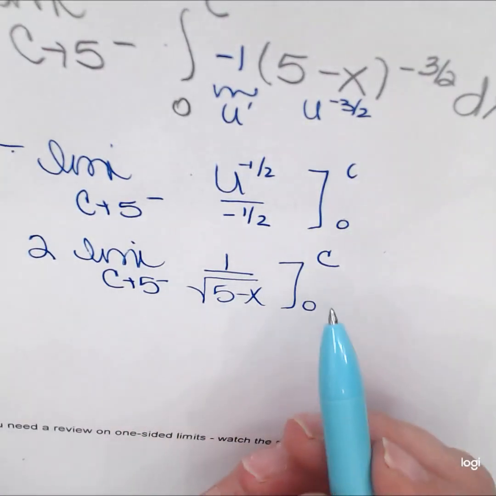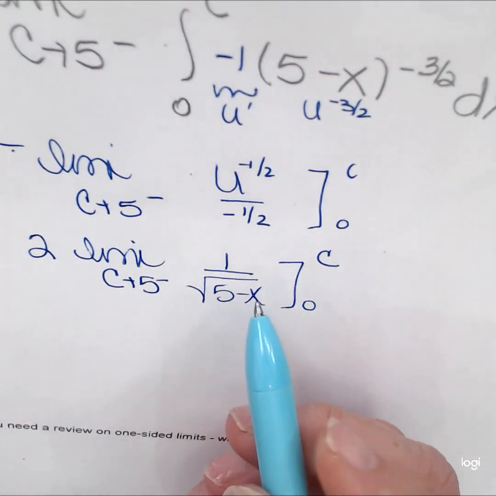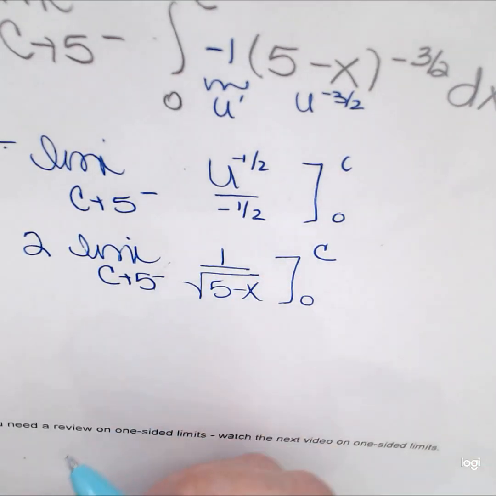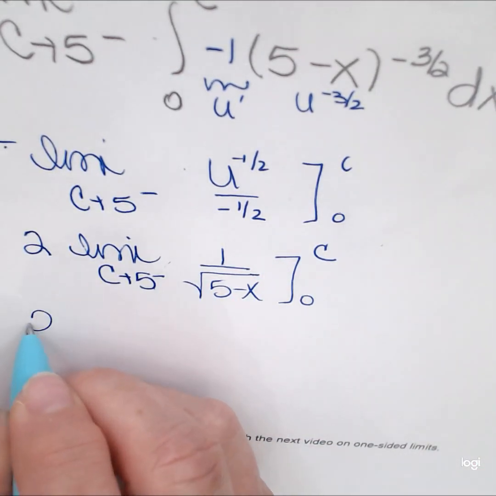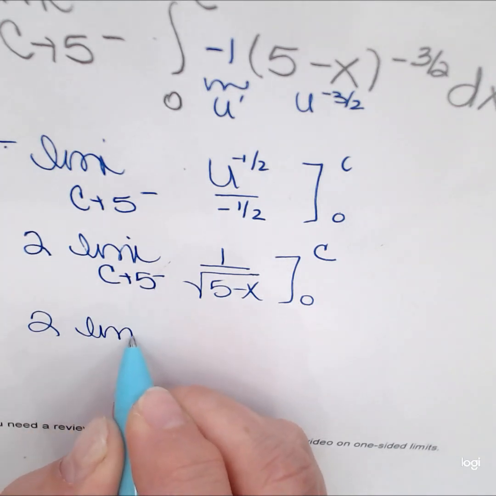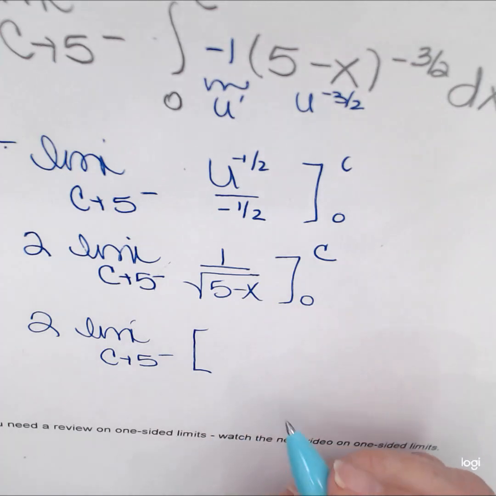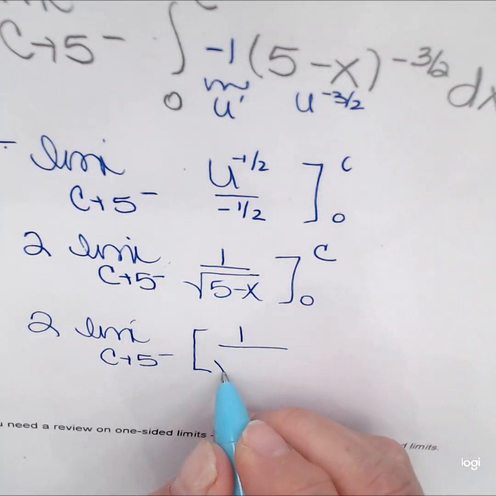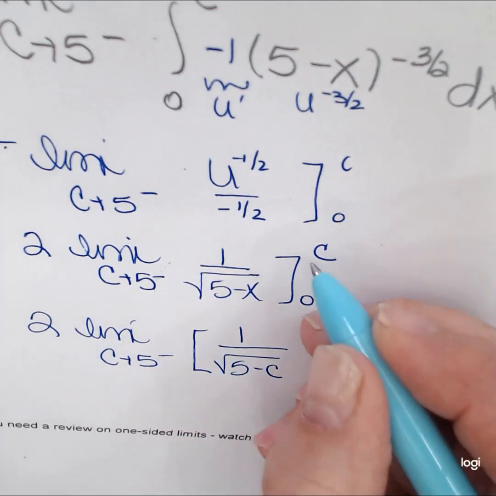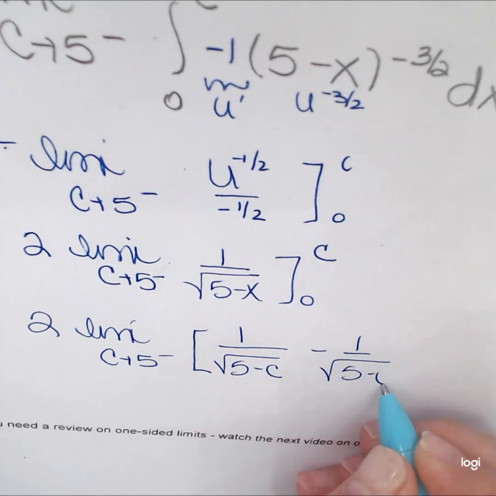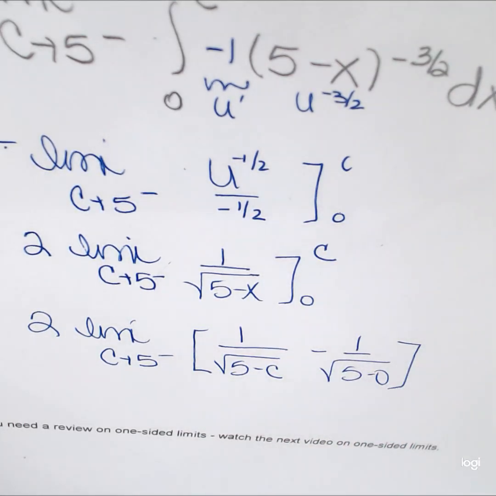Now, remember that we need to come in here and put in the bounds, and the bounds have to go into the entire function, and this thing is the entire function. So this becomes 2 times the limit as c approaches 5 from the left of the following: 1 divided by the square root of 5 minus c, putting in the upper bound, minus 1 divided by the square root of 5 minus 0, putting in the lower bound.